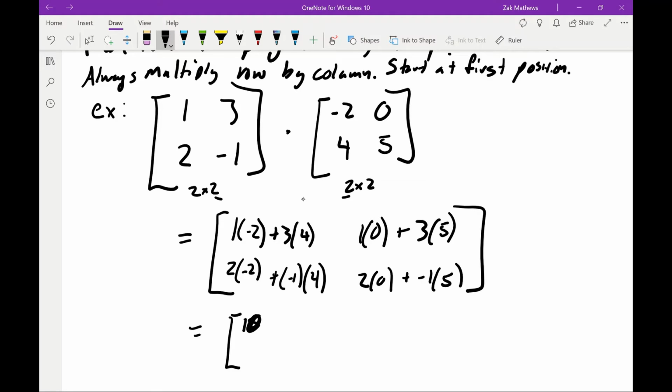And then we have 0 plus 15, which is going to give me 15. Clean that up. So we have 10 and 15, and then we have negative 4 minus 4 more is negative 8, and 0 and negative 5 is negative 5. And so that would be my resultant matrix.